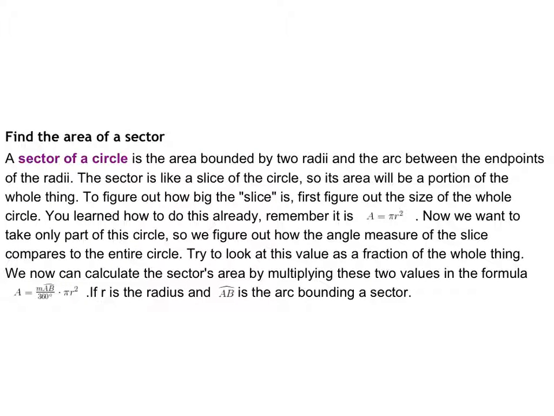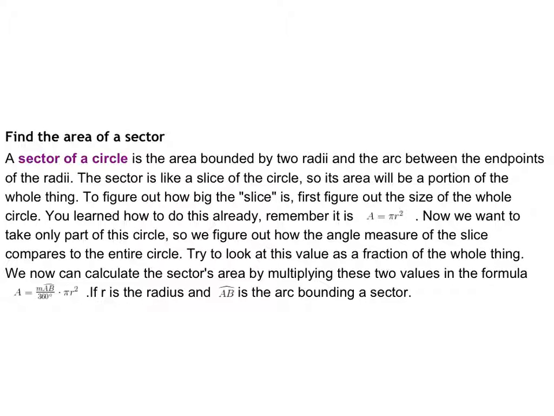A sector of a circle is an area bounded by two radii, or two radiuses, and the arc between the endpoints of the radii. The sector is like a slice of the circle, so its area will be a portion of the whole thing. To figure out how big the slice is, first figure out the size of the whole circle. You learned how to do this already. Remember, it's the area of a circle formula: A is equal to pi r squared.